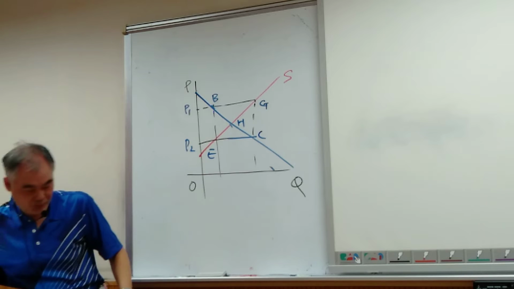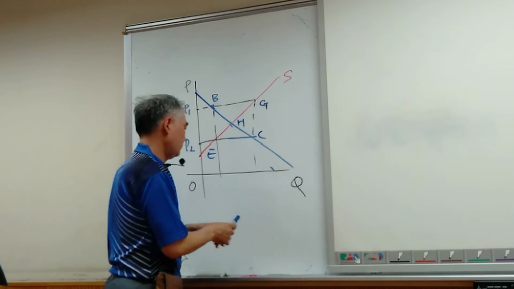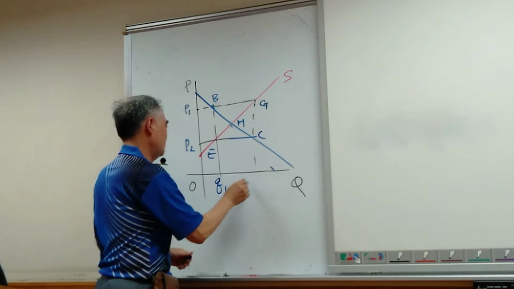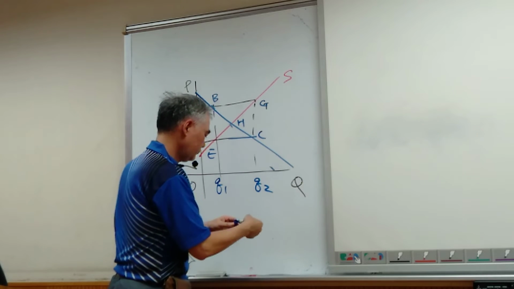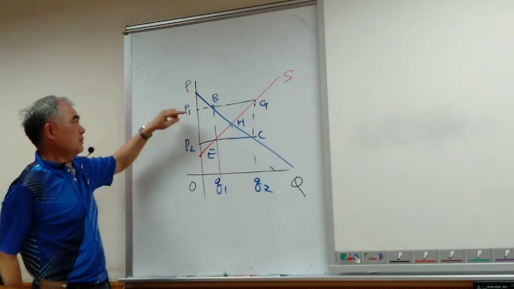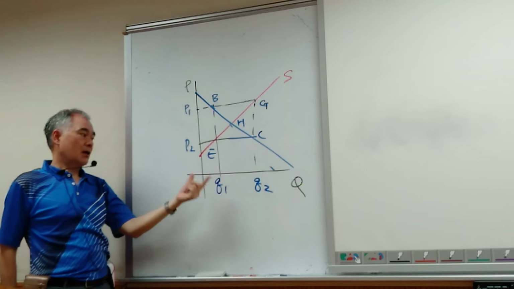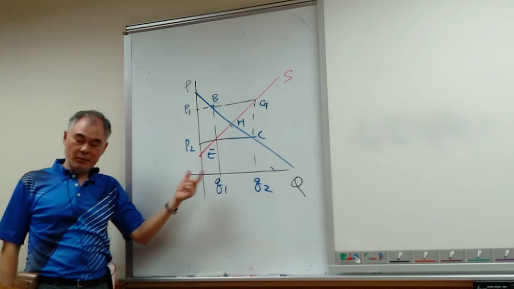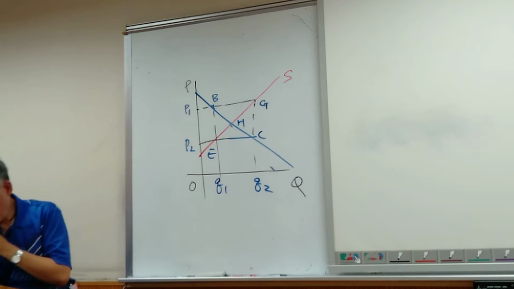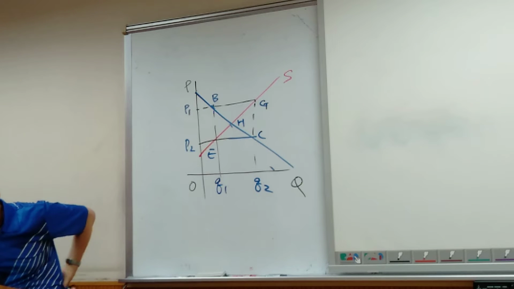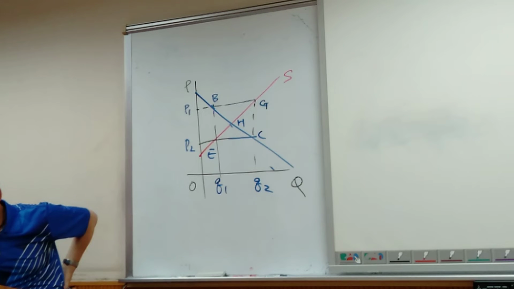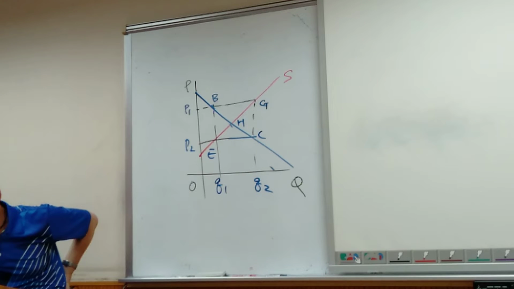So, sorry, where's Q1? So Q1 here, Q2 here. Okay, set price this high and quantity this low. So this is one. Second one, fix the market price at P2 and require firms to produce at Q2 in order to avoid a shortage. So answer the questions and justify your answer.